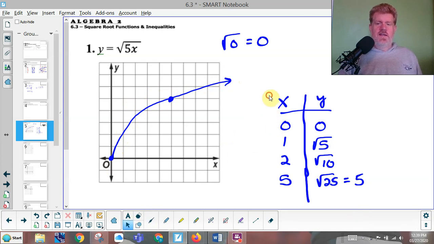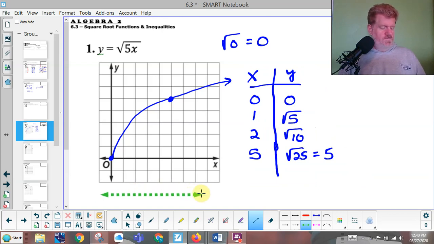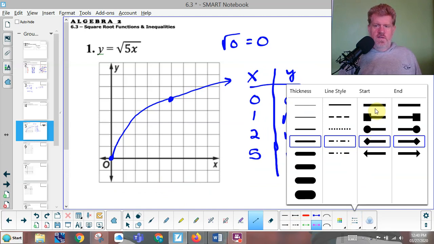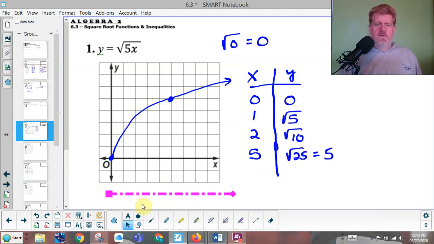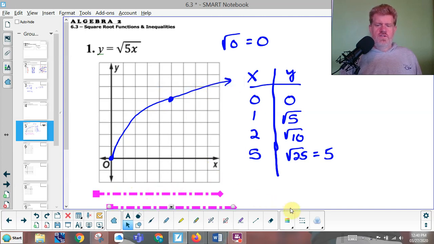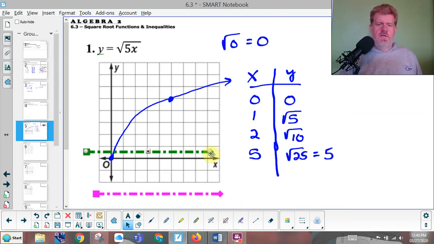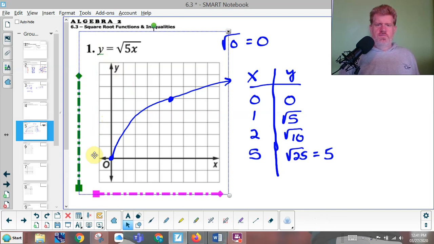Now the next thing that I ask you on these is what's the range and the domain. I'm going to create what I call my range finder. Now I'm going to duplicate this. I'm going to change its color. And I'm going to make it vertical. We're going to call this the domain finder.